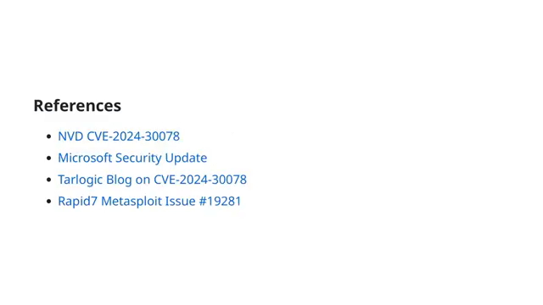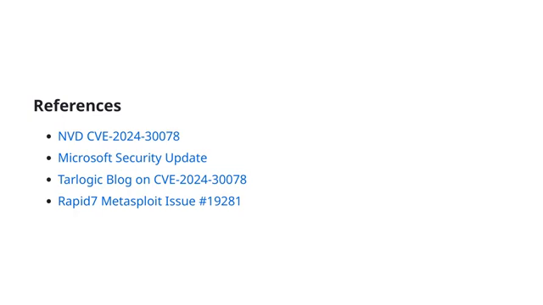For those interested in further details about the CVE-2024-30078 vulnerability and how to address it, several key references are available. The National Vulnerability Database, NVD, provides a comprehensive overview of CVE-2024-30078, including its impact and severity. Microsoft's Security Update page offers official patches and updates to mitigate this vulnerability.